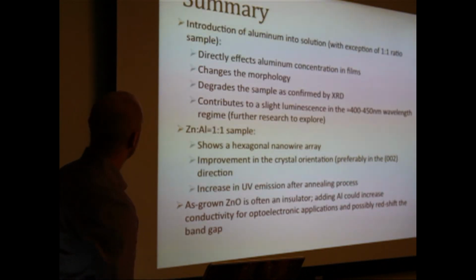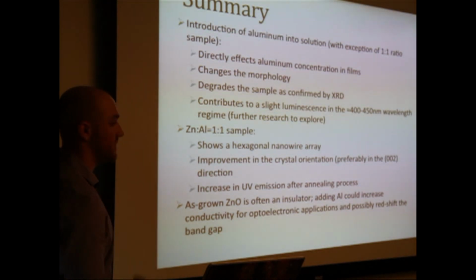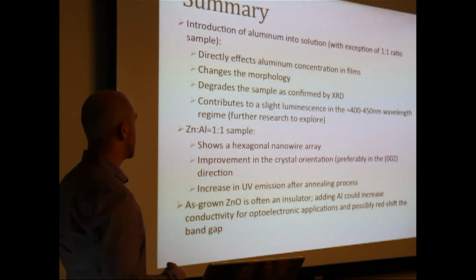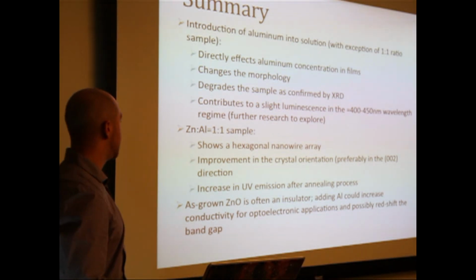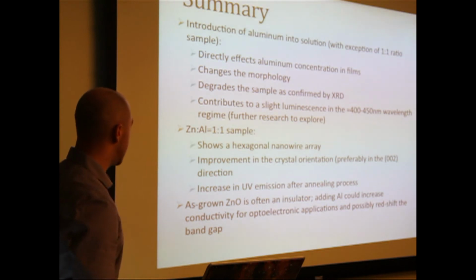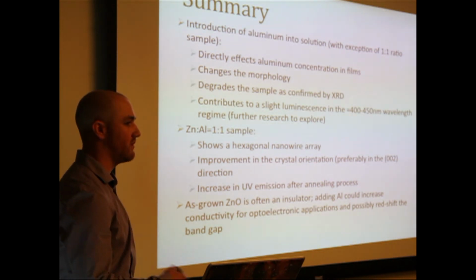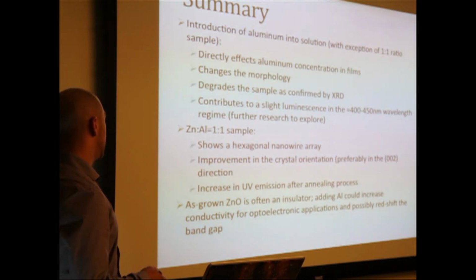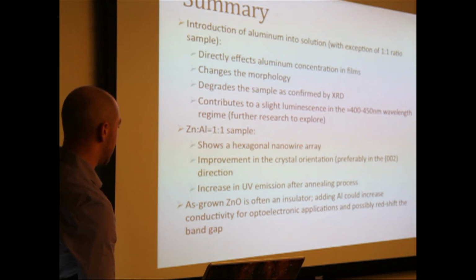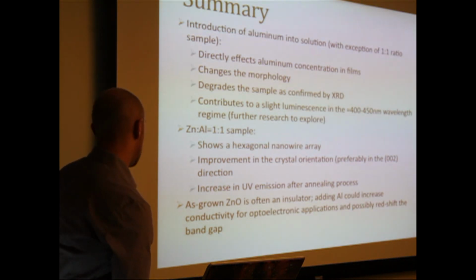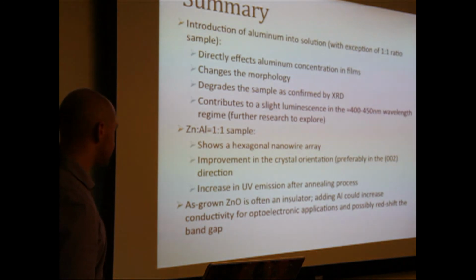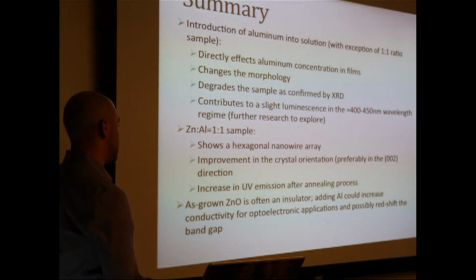In summary, the introduction of aluminum to the solution, with the exception of the 1-to-1 sample, directly affects the aluminum concentration in the films. It changes the morphology, degrades the sample as identified by the XRD, and contributes to a slight luminescence in the 400 to 450 nanometer regime. In the 1-to-1 sample, we showed a hexagonal nanowire array, an improvement in crystal orientation, preferably in the 002 orientation, and an increased UV emission after the annealing process. As-grown zinc oxide is usually an insulator, but adding aluminum could increase the conductivity for optoelectronic applications and could cause a redshift in the band gap.